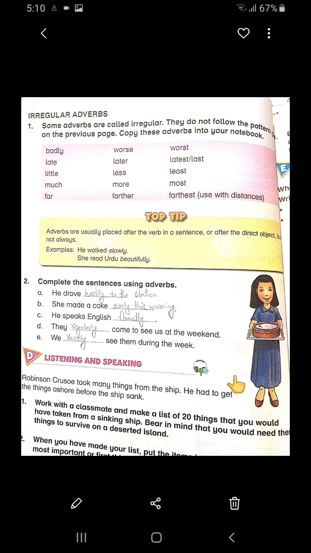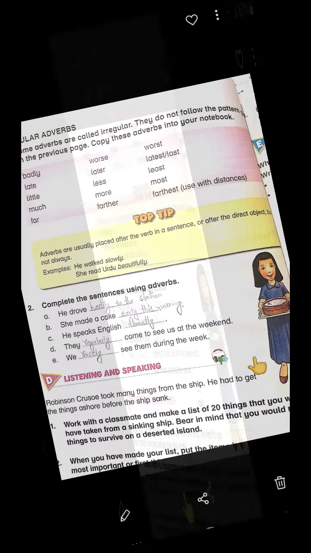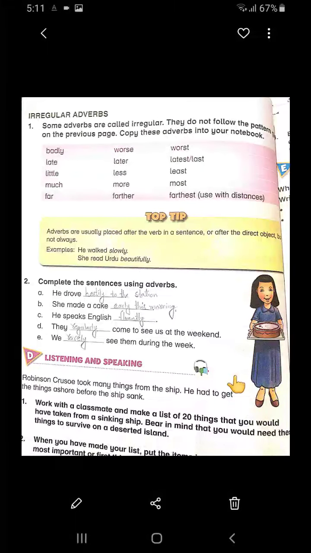Come to the next page. They have talked more about irregular adverbs. Students, before understanding irregular adverbs, let's talk about regular adverbs. Remember that regular adverbs are formed by adding ly or some little variations to the end of the adjectives.